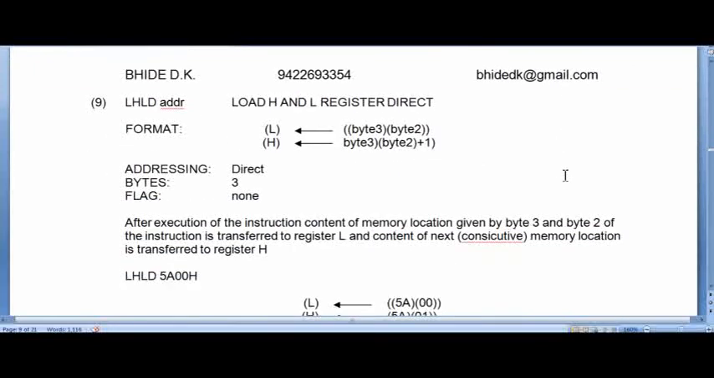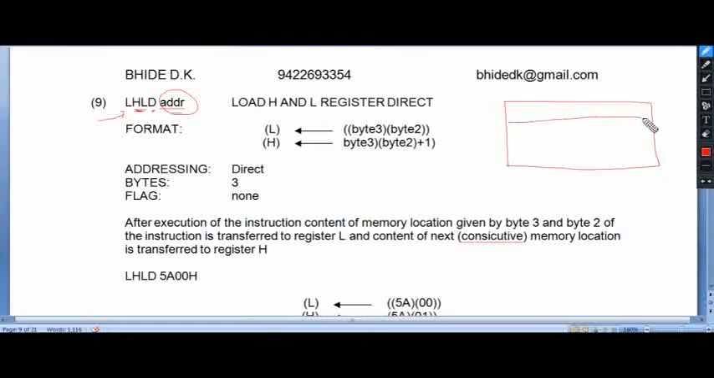The next instruction is LHLD address. LHLD, L means load. Load, that means we have to bring from memory. And whatever you bring from memory, where is it to be stored? It is to be stored in register pair H and L directly. And here the address is given. This is a 3 byte instruction. In a 3 byte instruction, the first one is the operation code, then the low order address and the high order address.